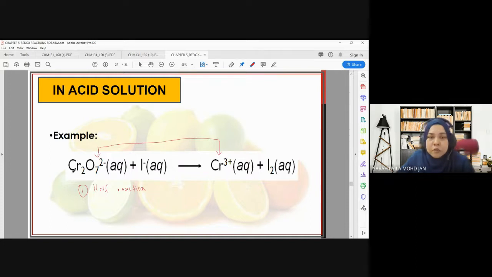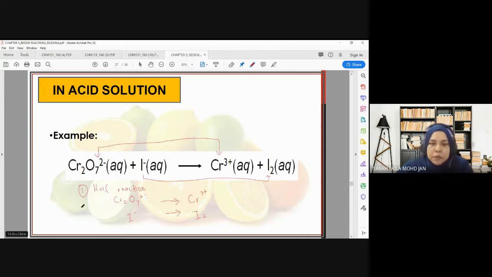Macam ni saya tengok chromium lah, of course. So chromium, and then after that is chromium 3+, and then this one, this one. So you dah identify dua reaction. Pecahkan dulu. This one kita panggil dia half reaction. So by doing this, kita akan tengok the second step.